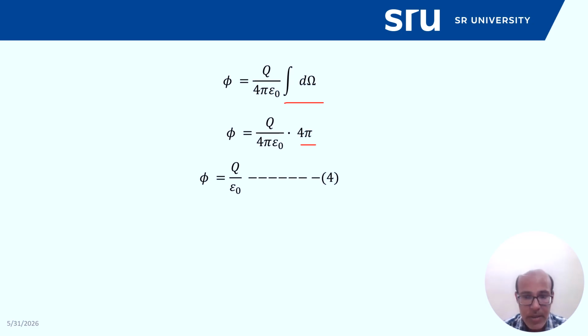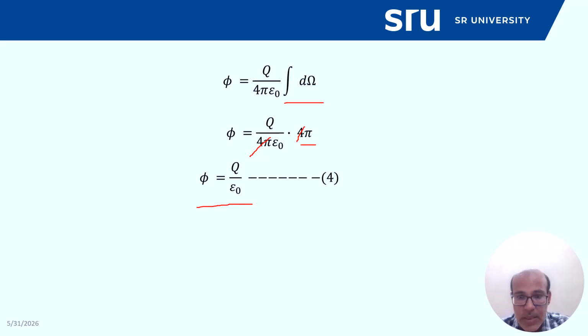And again there is a mathematical proof for that integral d omega. What is the total solid angle subtended? That value is equal to 4 pi. We are taking that value directly. In such a case, the 4 pi gets cancelled. What remains is the statement which we have seen initially, that is, phi is equal to q by epsilon naught.